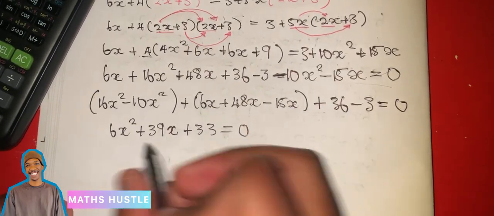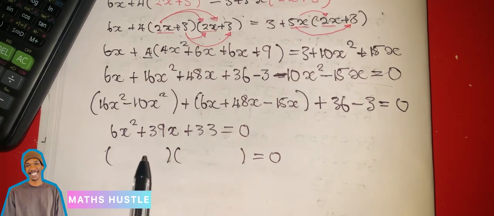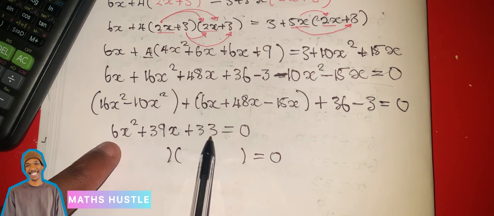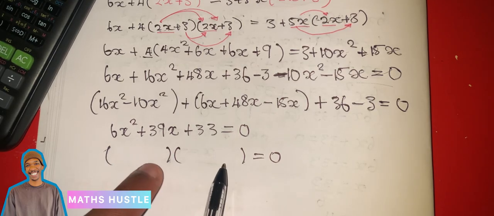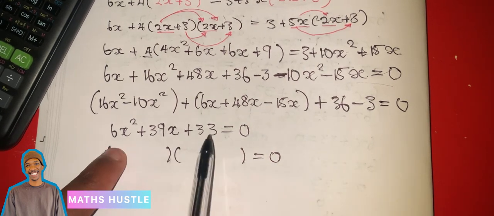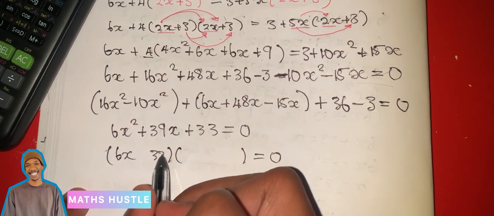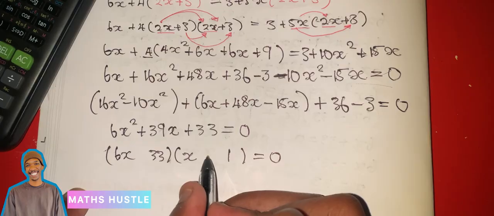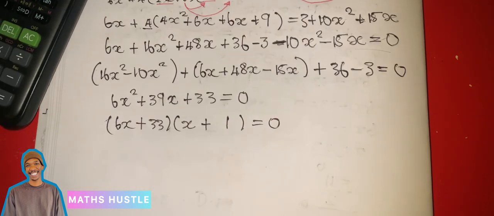Okay, now that you have this expression, you can factorize. And when you factorize, you should make sure that whatever factors of 6 and 33 you combine, you get 39. 6 plus 33 is 39. And when you multiply the factors of 33, you should get 33. So here we know that 6 plus 33 is 39. So you can have your 6x and your 33. And you have your x and 1. Okay. All these are positive, so have your positives there.